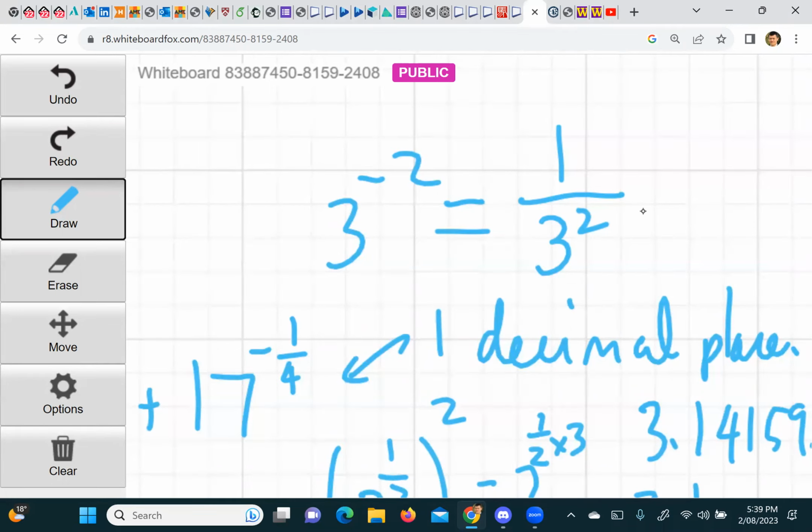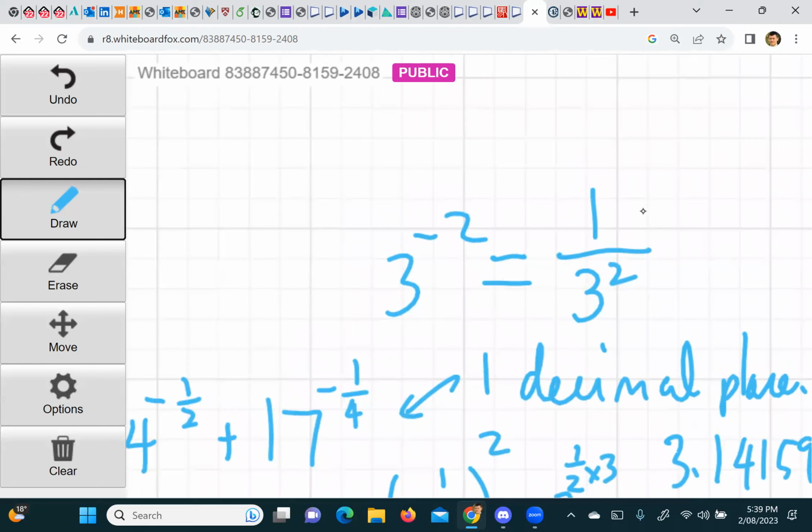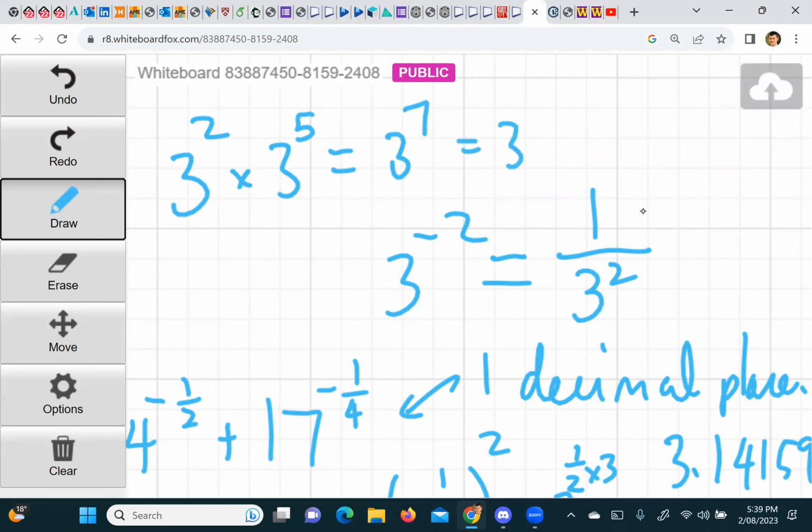And if you think about it, it actually makes a lot of sense. If you've had this kind of sense being made for you before, you could actually make it yourself. So when you have 3 squared, which is just 3 times 3, times 3 to the power of 5, there's 5 threes multiplying together. So if there's 2 threes here and 5 threes here, there's 7 threes altogether. So you get 3 to the 7, or like it's 2 plus 5.